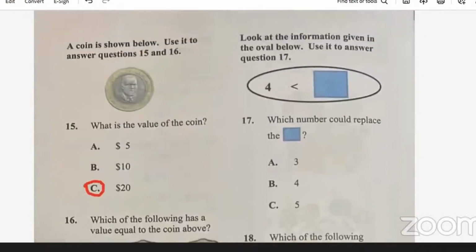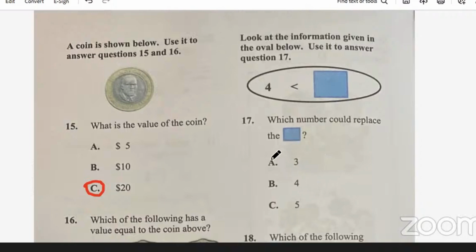All right, so let's get to question 17. Look at the information given in the oval below. Use it to answer question 17. 4, and that's the less than sign, right? 4 is less than what? So they're asking now, which number could replace the box? Is it 3, 4, or 5? So 4 is less than which of these numbers? Is it 3, 4, or 5?